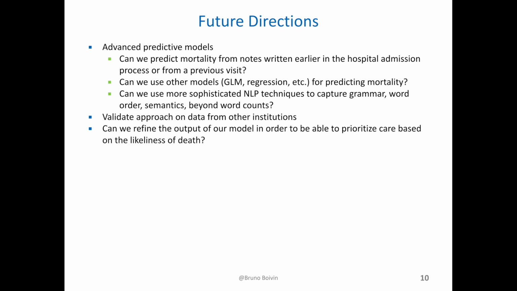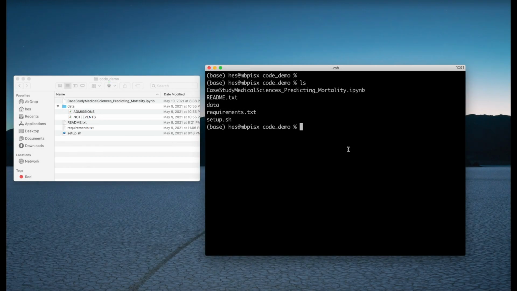Another important thing that this model could be used for would be not only to predict mortality at the time of discharge, but also ahead of time. So if you could predict that a patient was going to die from medical notes that were written in their previous visit at the hospital, that would be a very useful model. So let's see how this works.